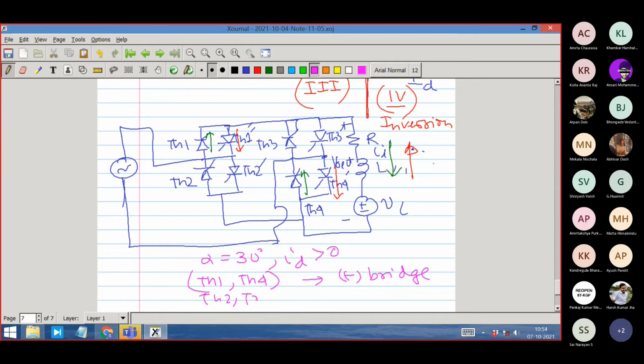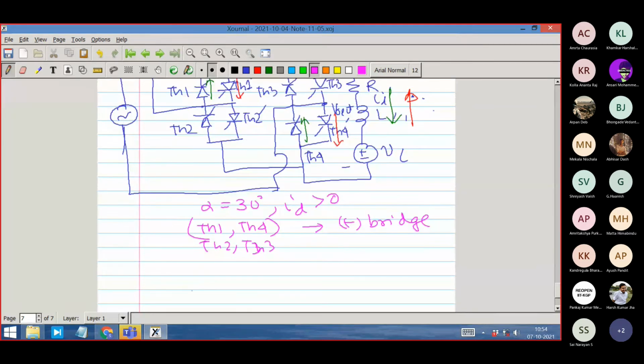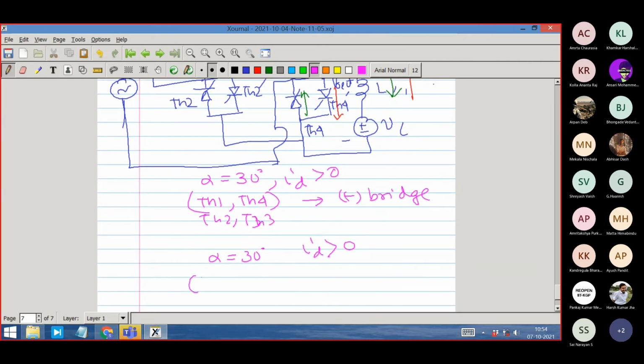You must understand, I am not excluding them, but for the negative bridge, alpha is equal to 30 degree, ID greater than 0, and the thyristors that will be fired are TH1 dash, TH4 dash, and TH2 dash, and TH3 dash, right? So what will happen if I do that? If ID is less than 0 here, if the load is such that it dictates the current is less than 0.